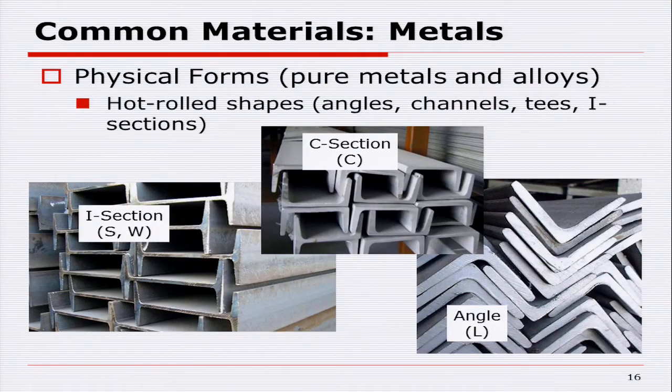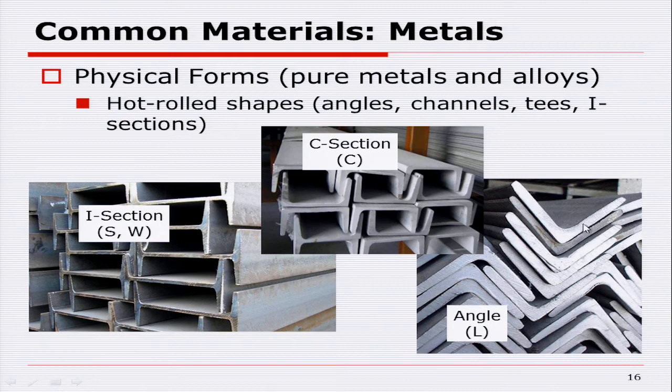Okay, hot rolled shapes. These are sections that are standard in terms of their size. We've got what we call our I sections. S stands for a standard I section. W is a wide flange I section. And then we've got C sections. They're just abbreviated with a C, and angles with an L.